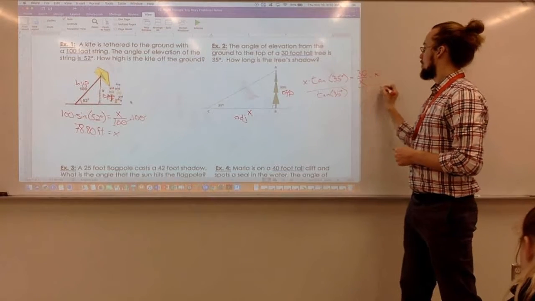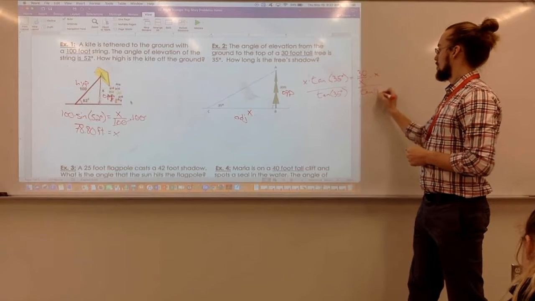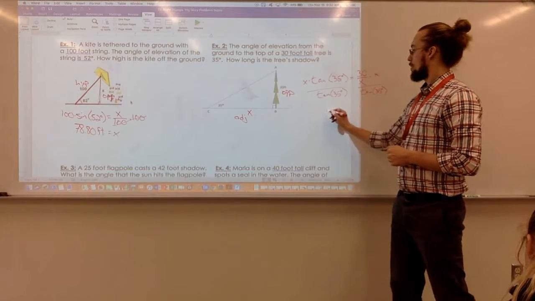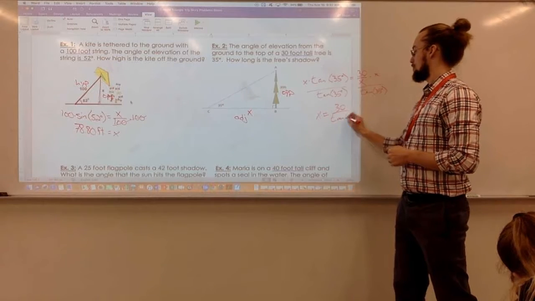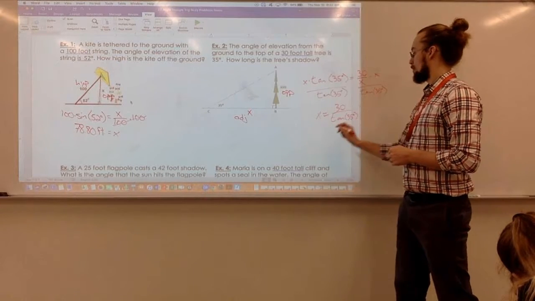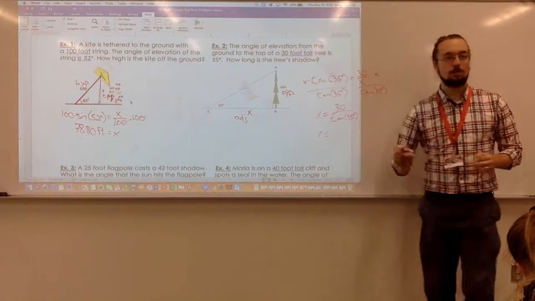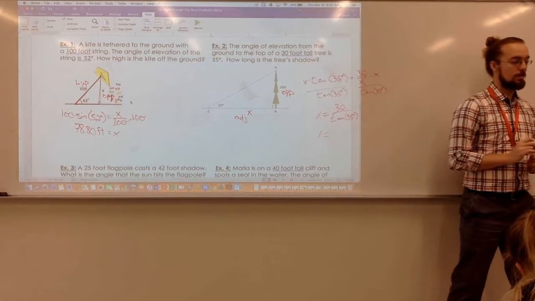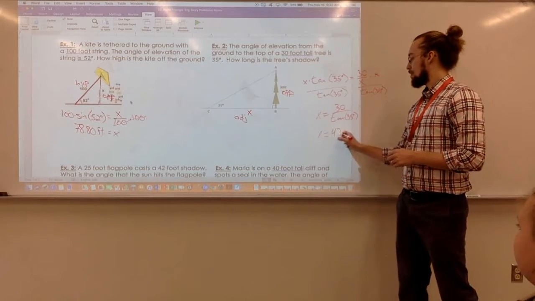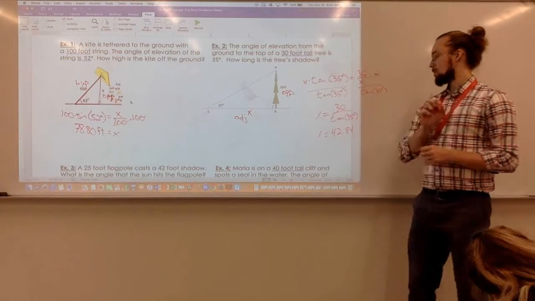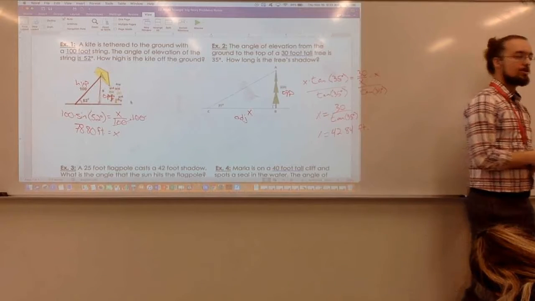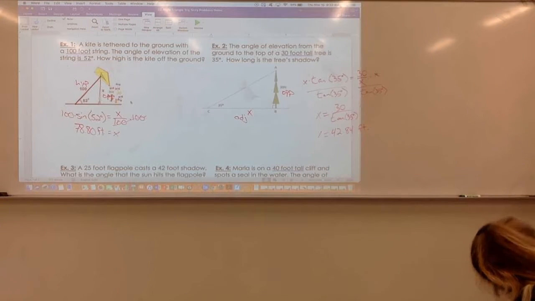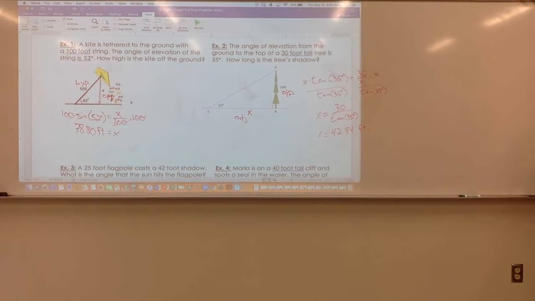What we end up with is x equals 30 divided by the tangent of 35. Some of you are there already, and I can't write that fast. 42.84? 42.84 what? Feet. Again, in this problem, we're talking about a distance of feet.